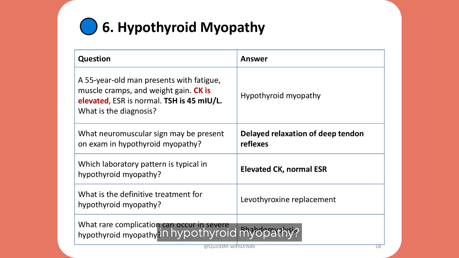Which laboratory pattern is typical in hypothyroid myopathy? Answer: elevated CK, normal ESR. What is the definitive treatment for hypothyroid myopathy? Answer: levothyroxine replacement. What rare complication can occur in severe hypothyroid myopathy? Answer: rhabdomyolysis.